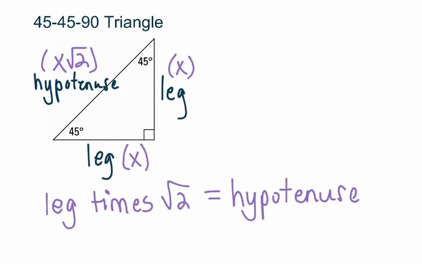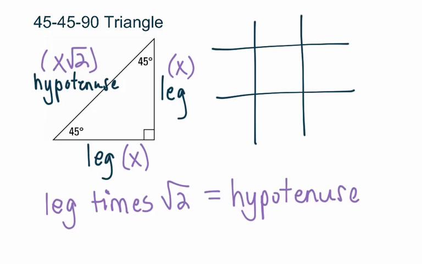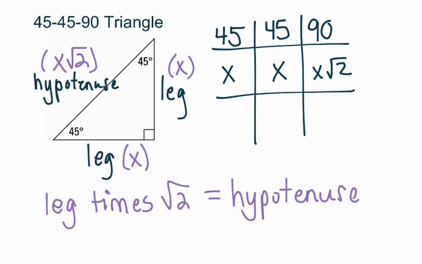Now I use a kind of grid formation to keep all my work organized. I do a tic-tac-toe board. I do 45, 45, 90. In the 45 columns we put x, x, and then I put the x square root of 2.